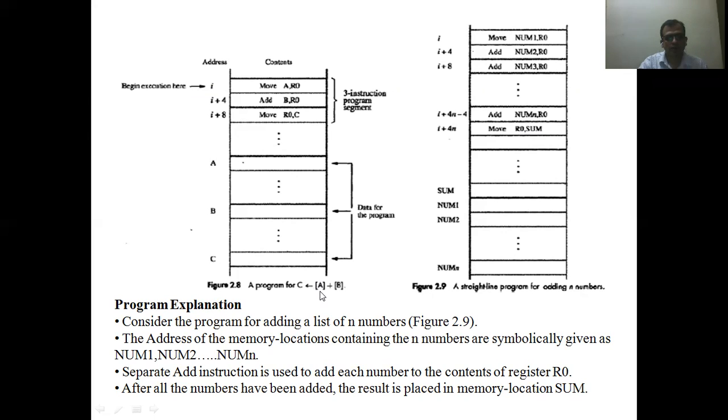So the operation of adding the two numbers A and B and moving the result to C: initially it is represented at the location I, and then 4 bytes will be added, I plus 4. Like this the operation will continue. So initially A will be moved to R0, and then whatever data is present in R0 will be added to B, and finally the data from R0 is moved to C. So this is how the addition of two numbers occurs, a straight line program for adding numbers.